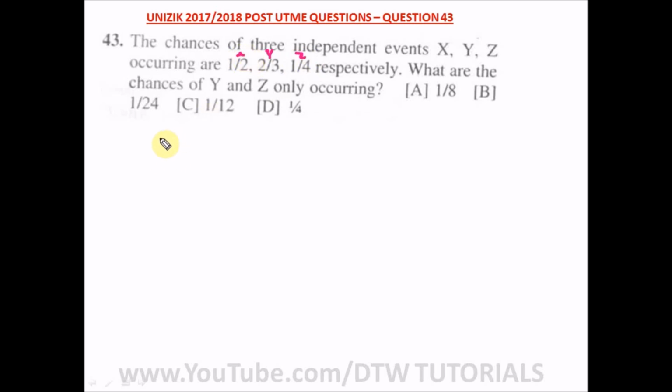X. So it will be the chances of Y occurring, which is 2/3, multiplied by 1/4 and also multiplied by the chances of X not occurring. And the chances of X not occurring is what? 1 minus, what is X? The probability of X occurring? 1/2. So what do we have here?